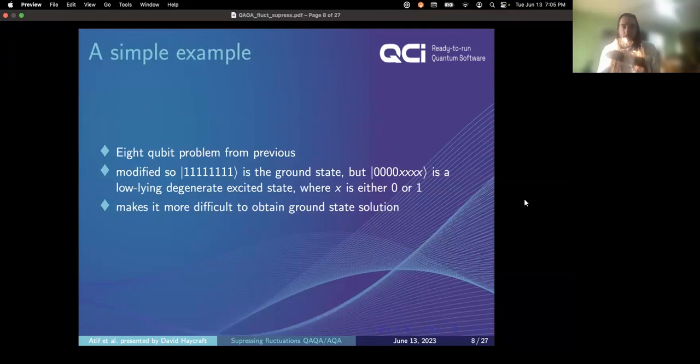To ground it with a simple example, imagine we have an 8-qubit problem as in the previous image on the bottom right. It's been modified slightly so that there is a ground state that is the ones vector, but there are many low-lying degenerate excited states of the form 0, 0, 0, 0, x, x, x, x, where x is either 0 or 1. And this makes it more difficult to obtain the ground state because the ground state is so far away from the low-lying degenerate excited states.